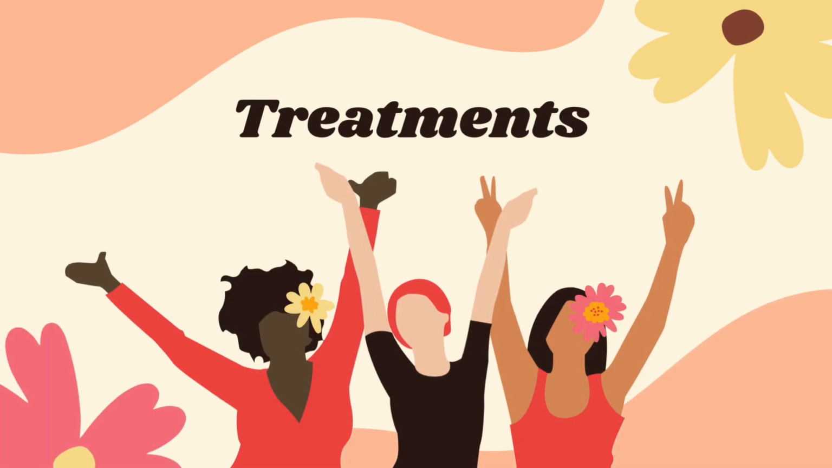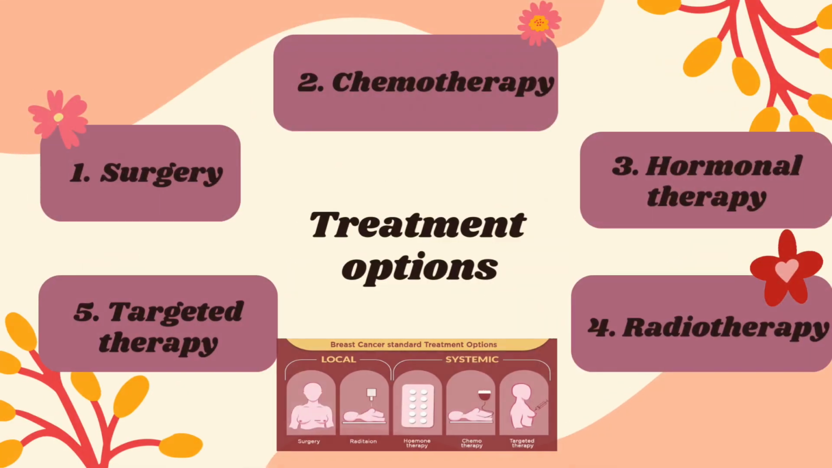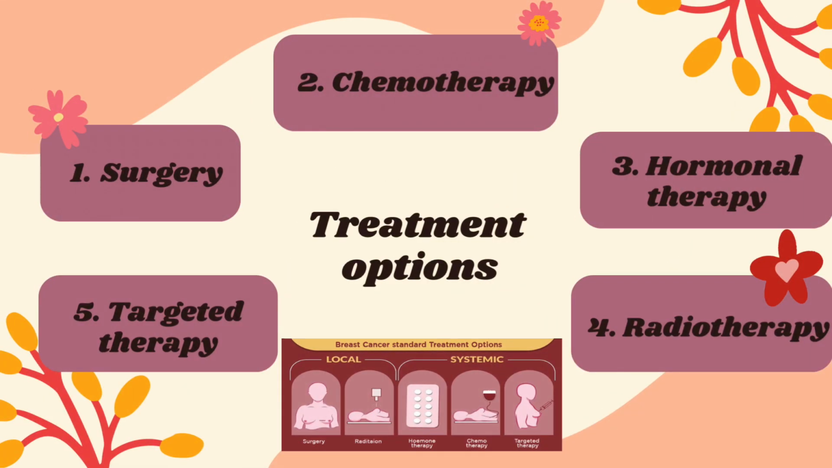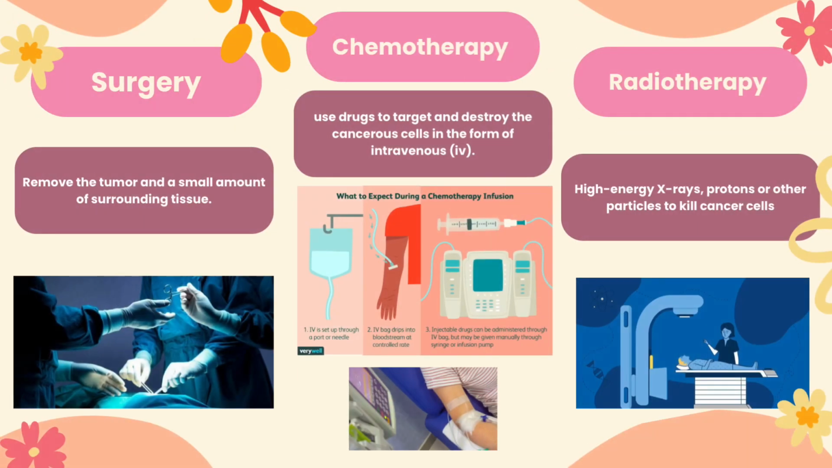There are various types of advanced treatment provided in treating breast cancer. As shown here, there are 5 treatments. Firstly is surgery, second is chemotherapy, third is hormonal therapy, fourth is radiotherapy, and lastly is targeted therapy. I'll be briefly describing these provided treatments. Okay, starting off with surgery. This procedure will usually involve the surgeon removing the tumor and a small amount of surrounding tissue.